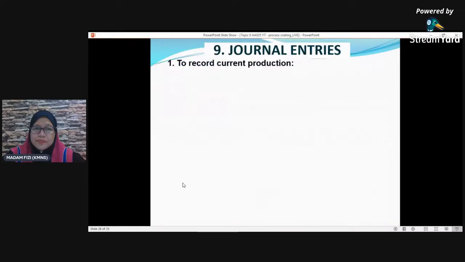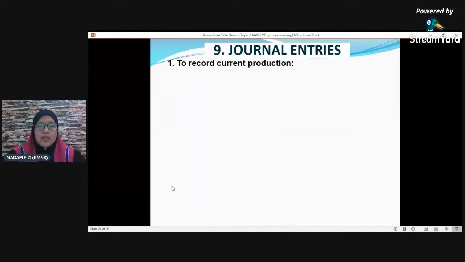So, last is journal entries. In job order costing, we have 8 steps that I taught, 8 steps to record the journal entries. Then the same goes to process costing. There is a slight difference. The journal is actually the same, but in process costing we have to mention the department.